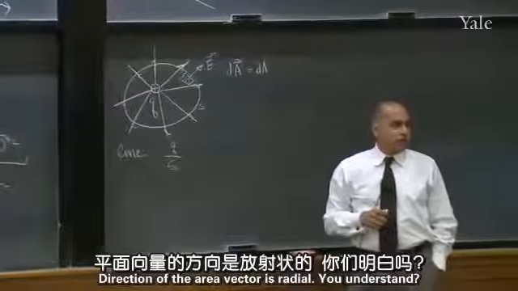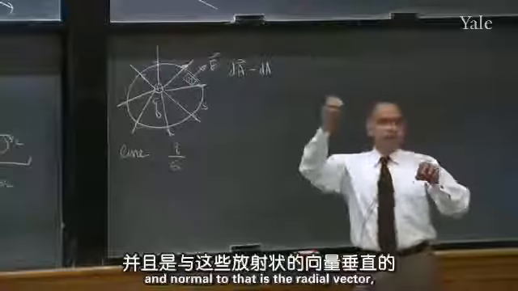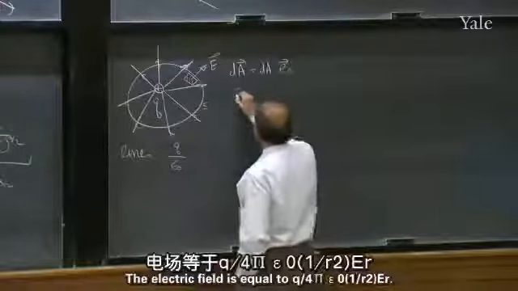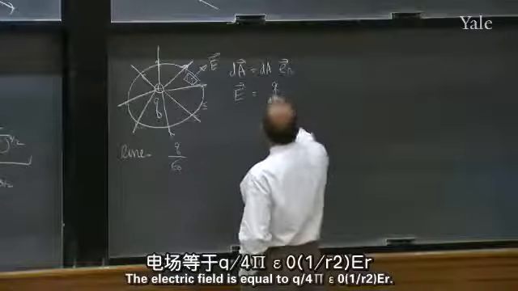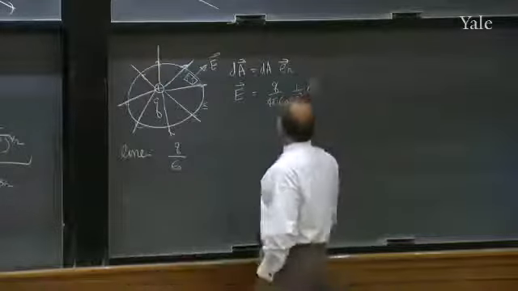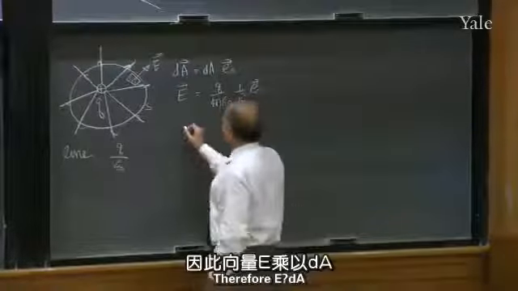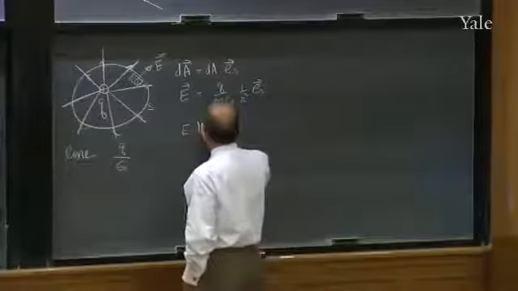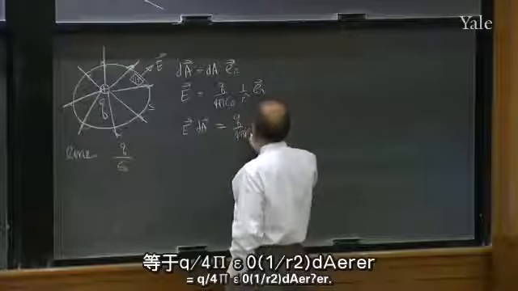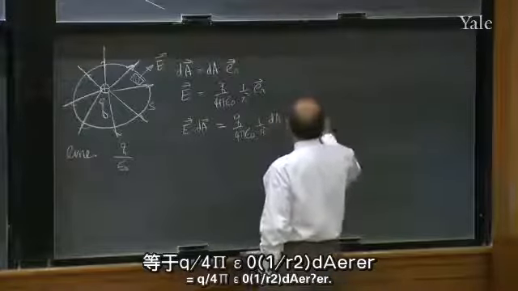The direction of the area vector is radial. You understand? The area is on the surface. The normal to that is a radial vector, which I always denote by ER. The electric field is equal to Q over 4 pi epsilon 0, 1 over R square ER. Therefore, E dot dA is equal to Q over 4 pi epsilon 0, 1 over R square dA times ER dot ER.